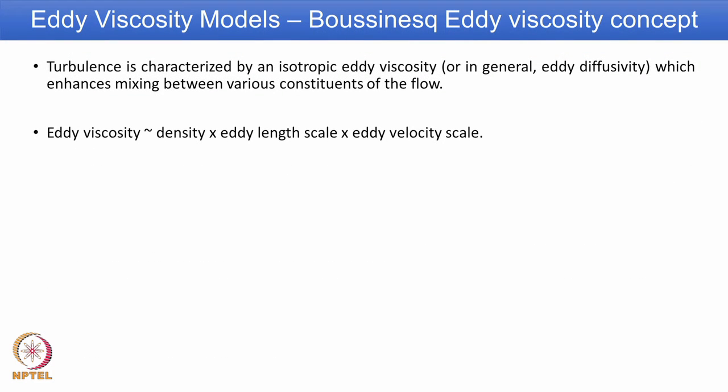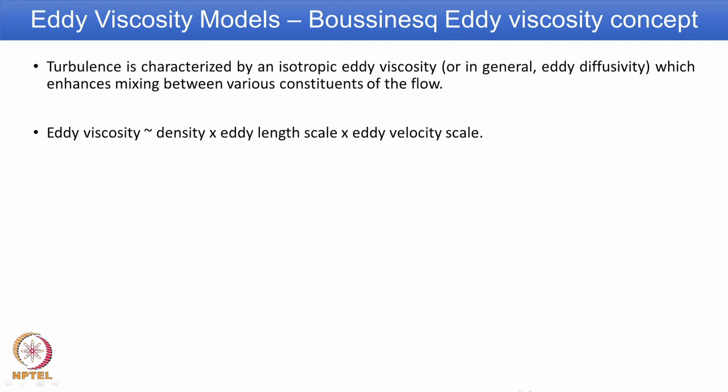We use a concept called eddy viscosity, proposed by Boussinesq, and this eddy viscosity is something like how viscosity is playing a role in laminar flow. The turbulence is characterized by an isotropic eddy viscosity. In more generic form, it is called eddy diffusivity, which helps in enhancing mixing between various constituents of the flow.